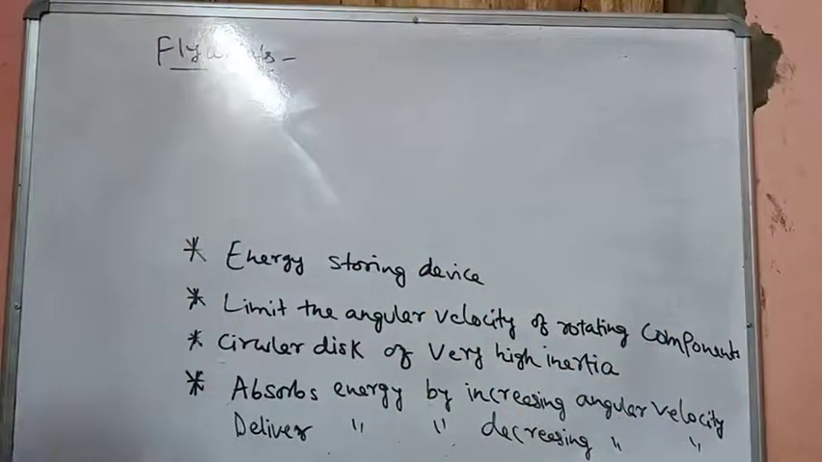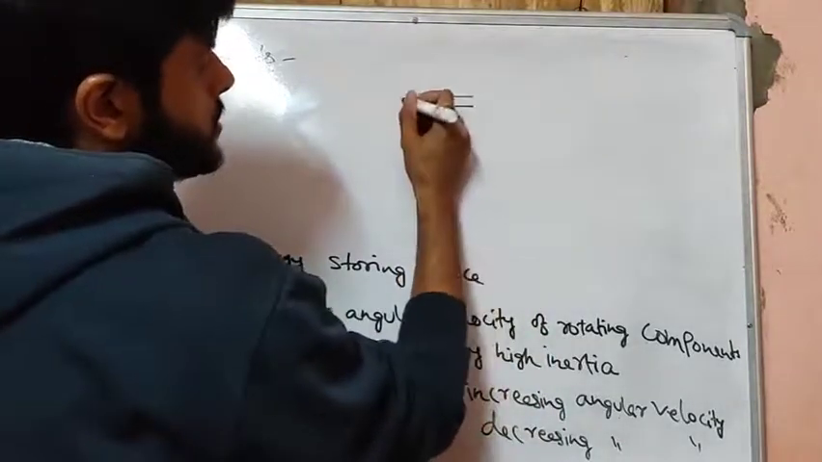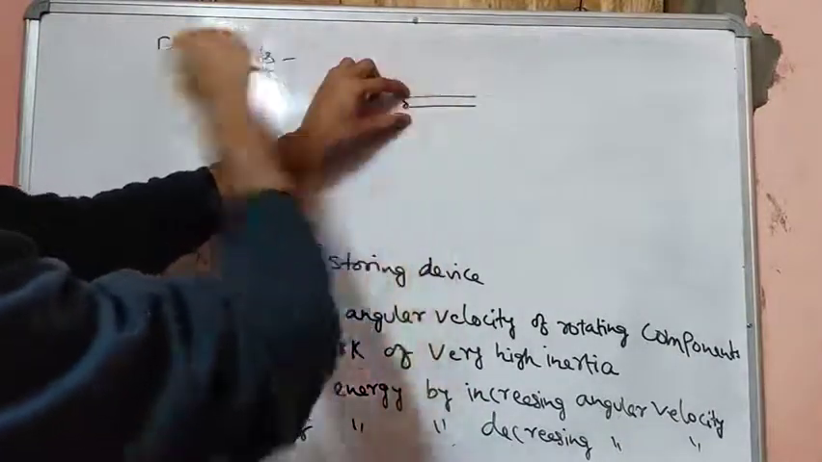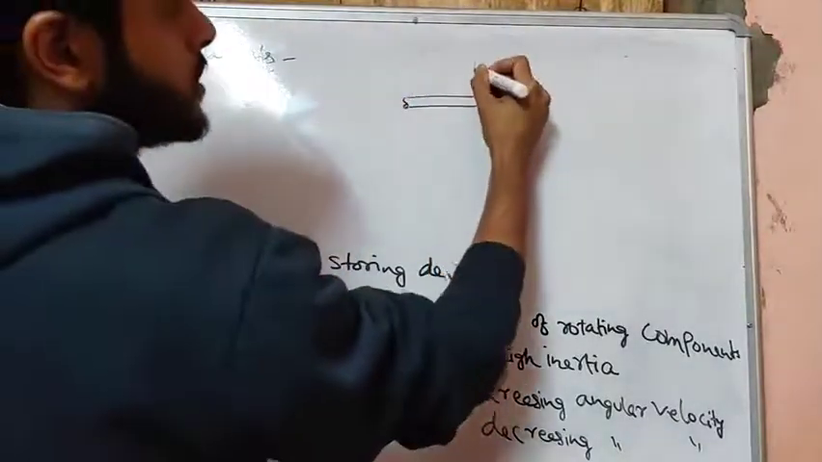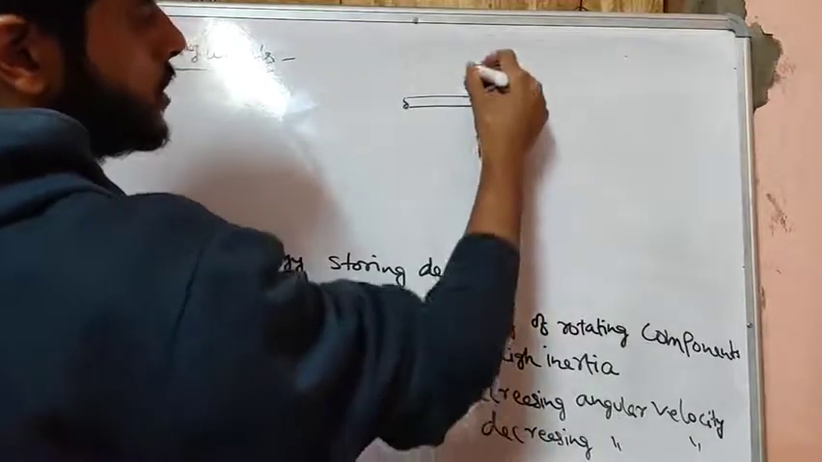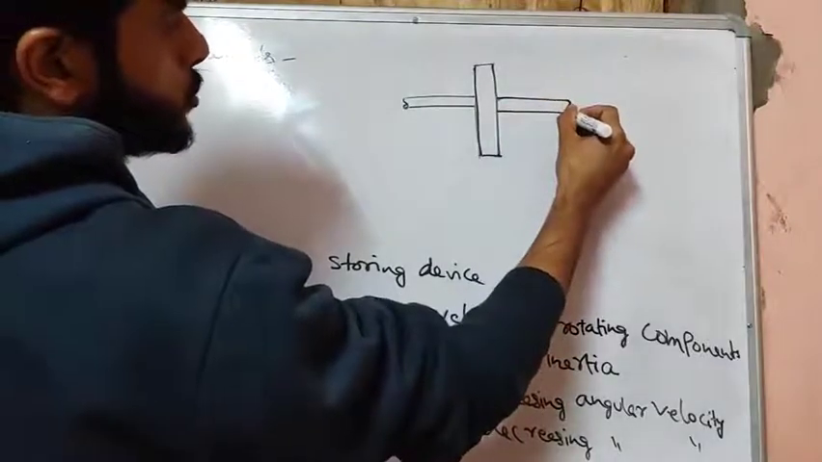So let's consider that we have a shaft like this. This part of the shaft is connected to the engine mechanism. So we have a disc. So this is a flywheel disc, and this is the part which is connected to the output.